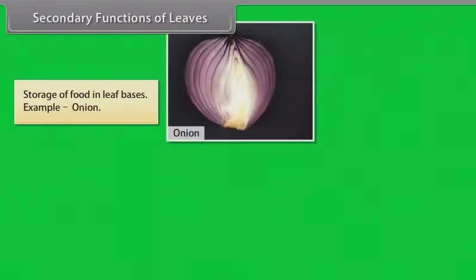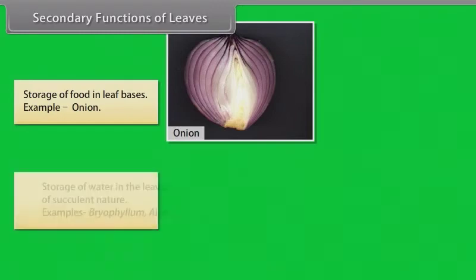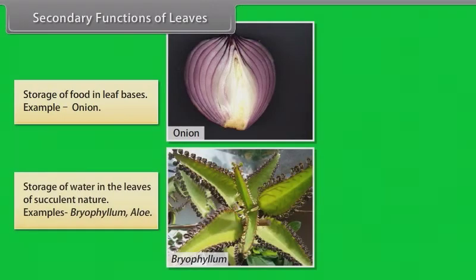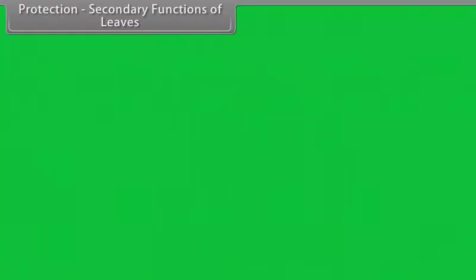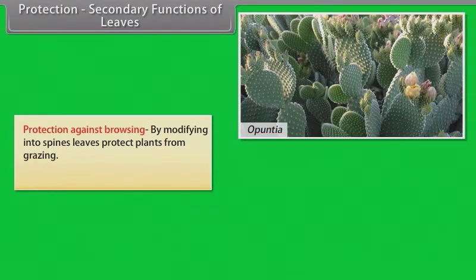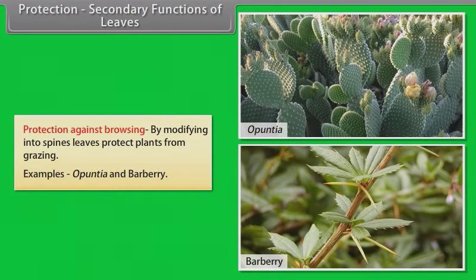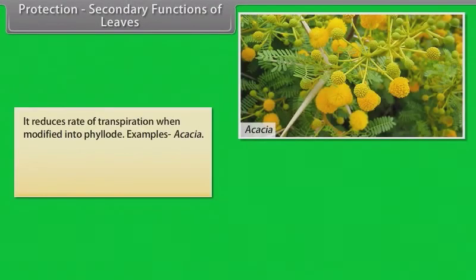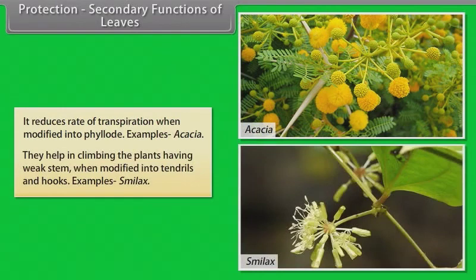Secondary functions of leaves. The storage of food in leaf bases. Example: onion. The storage of water in the leaves of succulent nature. Example: Bryophyllum, aloe. Protection. Protection against browsing. By modifying into spines, leaves protect plants from grazing. Examples: Opuntia and barberry. It reduces rate of transpiration when modified into phyllodes. Examples: acacia. They help in climbing the plants having weak stem when modified into tendrils and hooks. Examples: Smilax.